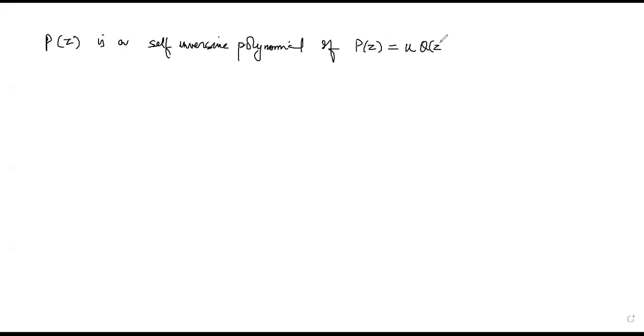ओके, last time हमने किया था उसका, वो self inversive polynomial का। तो self inversive polynomial होता है, तो हमने define किया था self inversive polynomial को: p of z is a self inversive polynomial if p of z can be written as some u times q of z, where modulus of u is equal to 1 and q of z is, जैसा कि हमने इससे पहले बहुत बार किया है, it is p of 1 by z bar whole bar. अगर ऐसा है तो we call it self inversive polynomial.